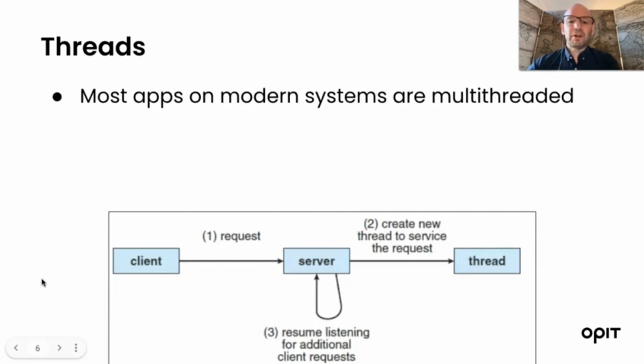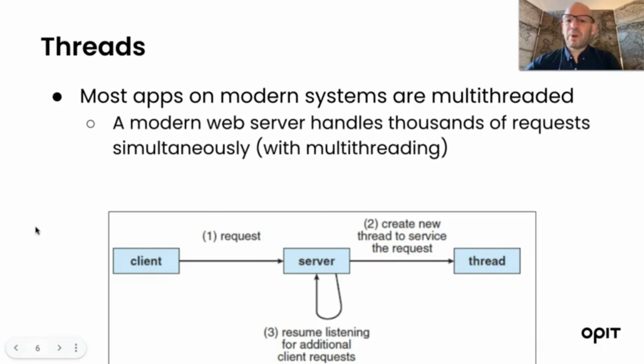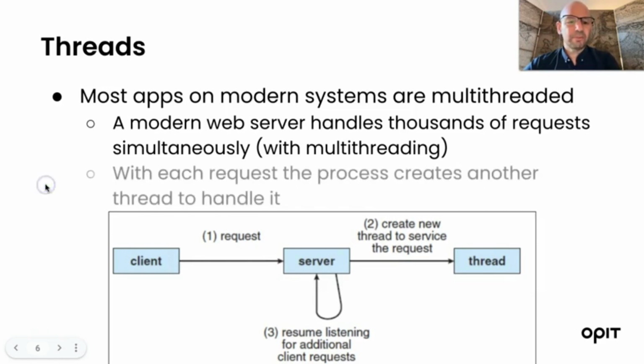Now, most applications in modern systems are what we would call multi-threaded, and I have an example here that I'm going to discuss in a minute. A modern web server, as an example, handles thousands of requests simultaneously, so at the same time. And it does this with multi-threading. For example, Internet Information Server, if we're running that on a Windows server system, or Apache server if we're running it on a Linux system. These are examples of multi-threaded applications that handle web serving.